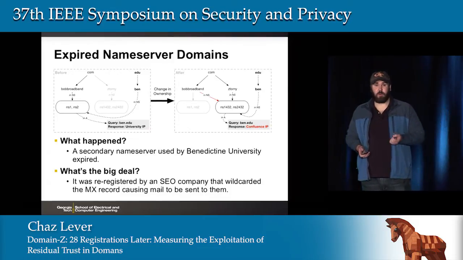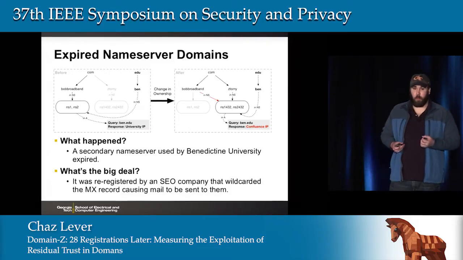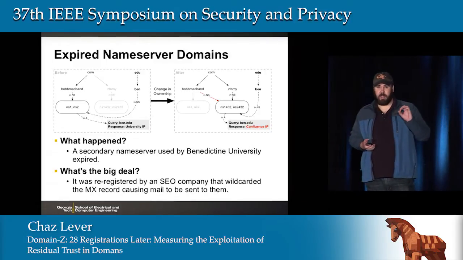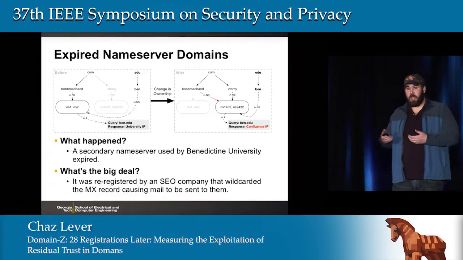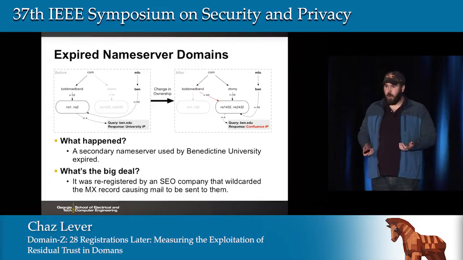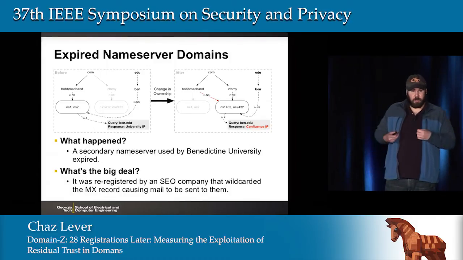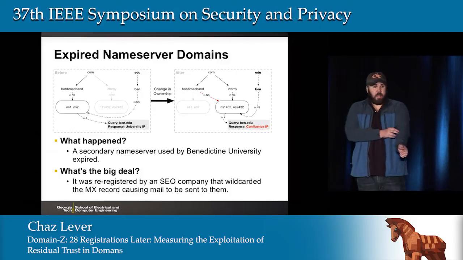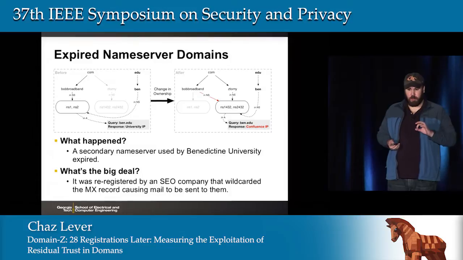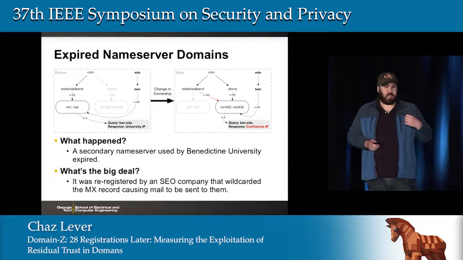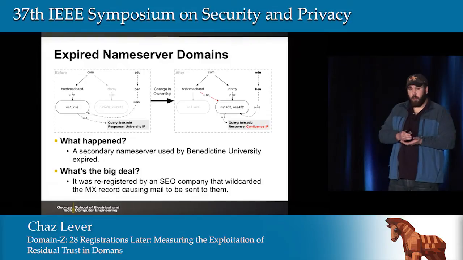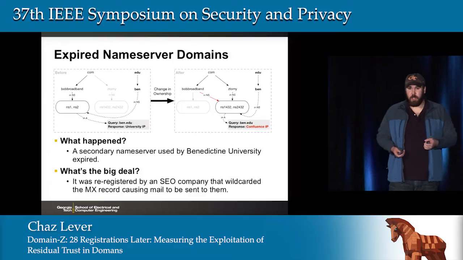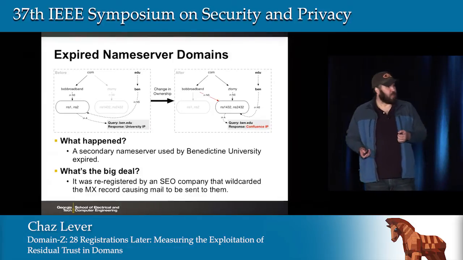Well, that domain was subsequently re-registered by an SEO company that wildcarded the MX record. So this meant that all the emails that were sent to addresses at that domain were getting sent to this SEO company. And this is particularly problematic given that some of these email addresses were for students, and students are protected by certain privacy laws like FERPA. An even more challenging aspect of this was that it was a particularly difficult problem to diagnose because it was a secondary name server. So this meant that the emails were only getting forwarded to this SEO company intermittently. It wasn't constantly happening. So clearly that's not a good thing, but it actually gets worse.